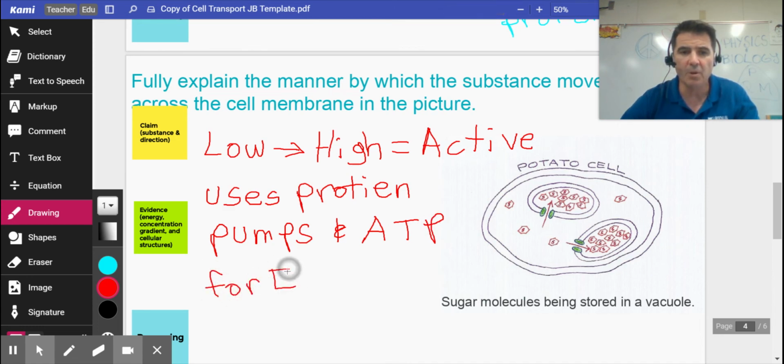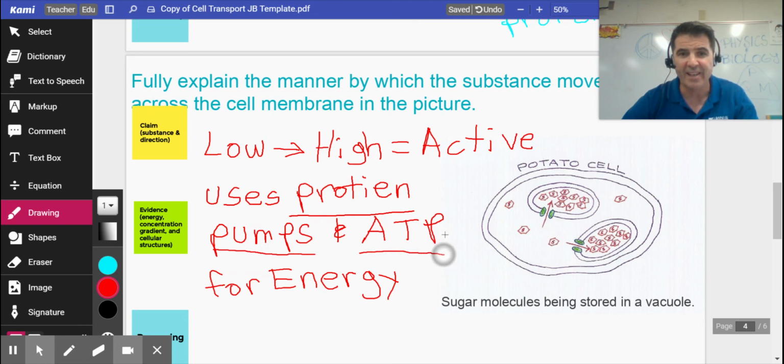And what else do we need to know about this? It's called a protein pump. It's low to high. Hopefully you can tell by looking. It's low concentration outside, high concentration inside, and that's pretty much the wrong way. So it uses protein pumps and it uses ATP, and that's called active transport. So hopefully that answers the questions for this. That is the bulk of the exam, so hopefully you know what you're doing on those.